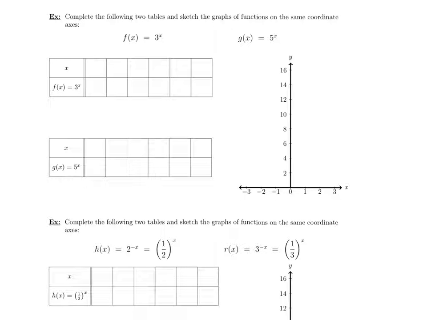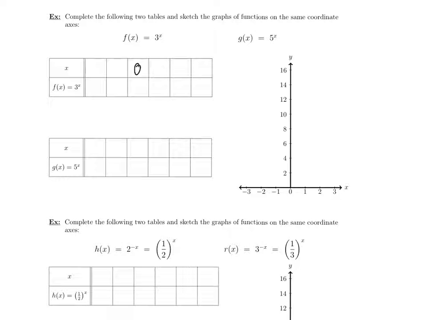Okay, so for this one, we are going to complete the table, and our function is f of x equals 3 to the x. We also have g of x equals 5 to the x, and we're going to graph both of these on the coordinate axes that you see there. So one thing to consider is what x values are helpful to evaluate, and we often want to include the y-intercept in there somewhere in the middle.